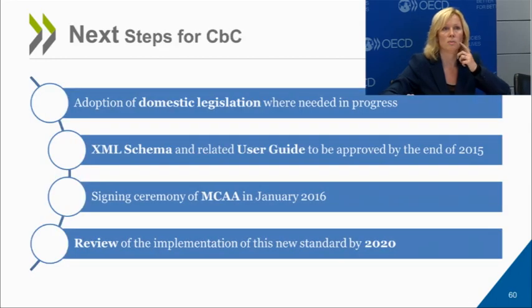So what is next on country-by-country reporting? As you may have seen, adoption of domestic legislation where needed is in progress. Not all countries need to have that legislation, for example, the United States, but those countries that do need it are starting to include it in their budgets that have come out. Then there will be an XML schema and a user guide that will be provided by the end of 2015. We will have a signing ceremony on the multilateral competent authority agreement in January 2016, and then we will have a review of the implementation package in 2020. So this one is already being implemented as we speak.